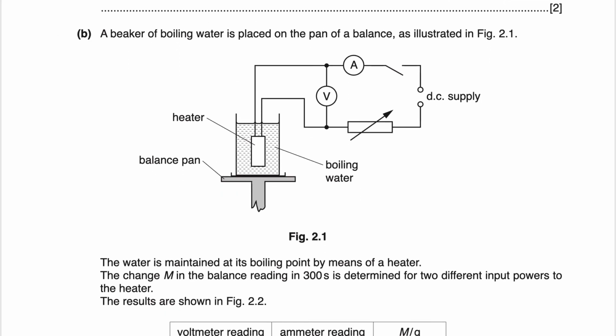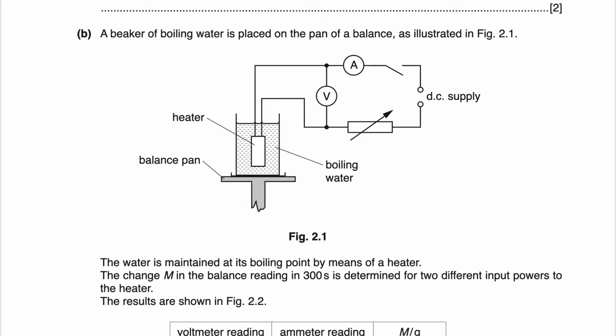A beaker of boiling water is placed on the pan of a balance as illustrated in figure 2.1. Let's look at the figure. What information do we have? We have a heater, a balance pan, boiling water, a variable resistor, and a power supply. There is an ammeter and a voltmeter. Without reading further, let's look at what quantities they can measure here. For example, they can measure how much current is flowing and the voltage across the heater. Also there is a balance pan, so we can measure the mass. I was initially wondering why there is no thermometer, but we are yet to find out.